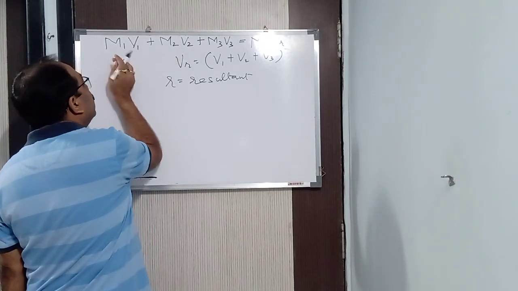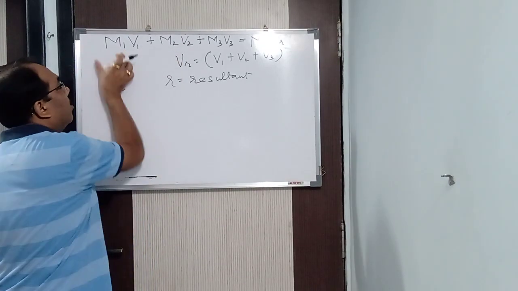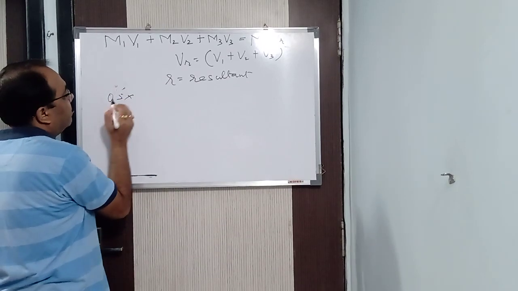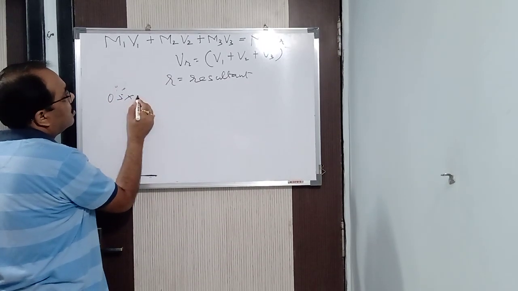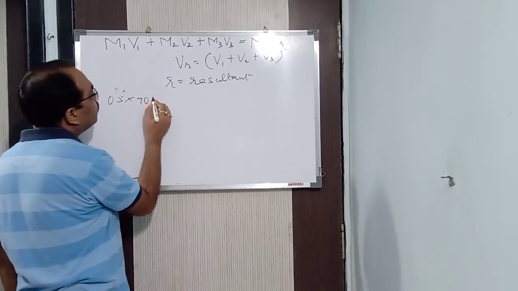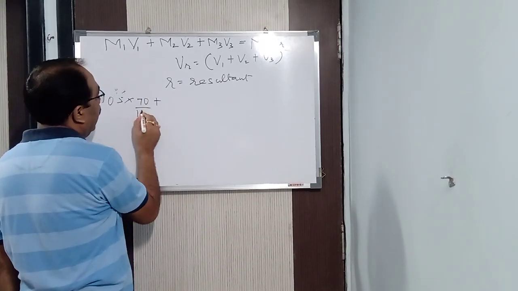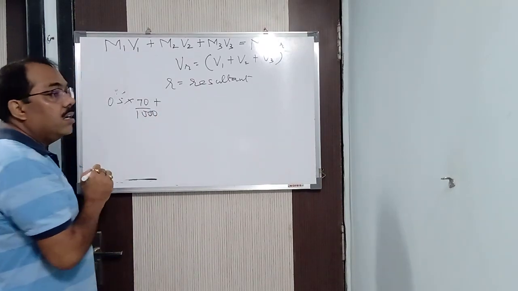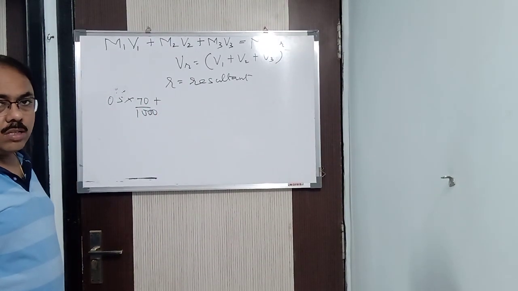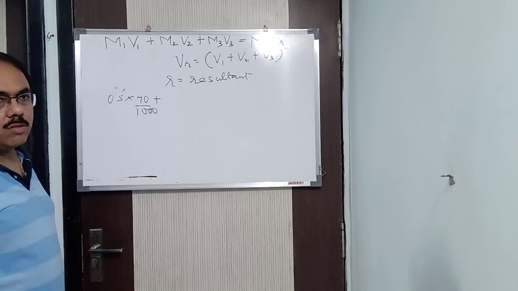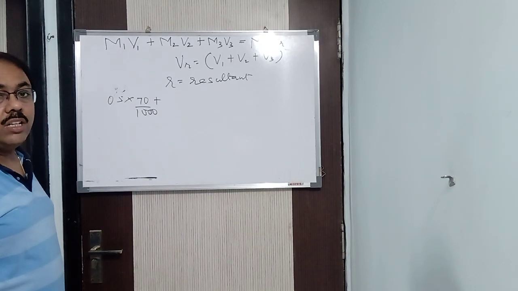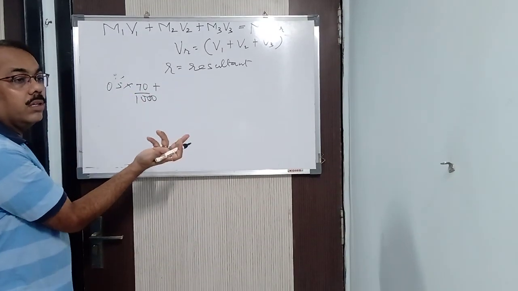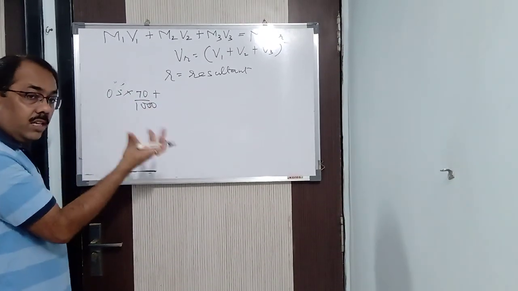Let us say the molarity of nitric acid is 0.5, and the volume, let us say, is 70 ml. It has to be converted into liters. Mind it. Why liters? Because molarity is measured in moles per liter. So the volume has to be converted into liters, because this is in moles per liter and this is in ml. You have to convert it. So these are the things, learn it.